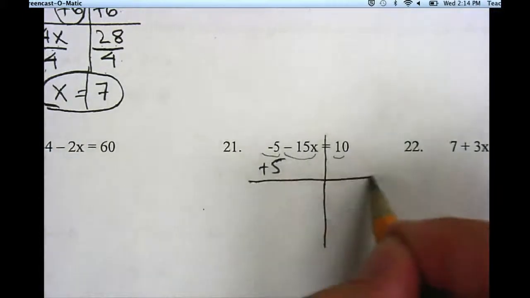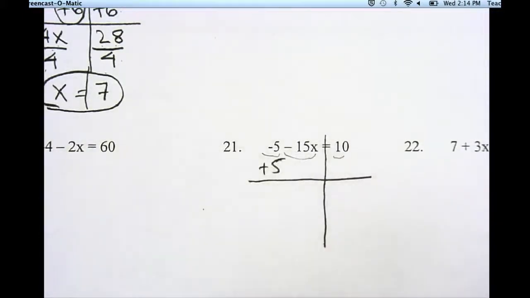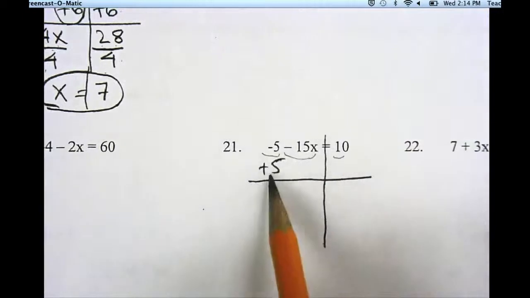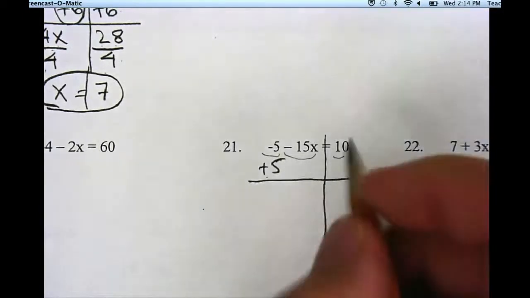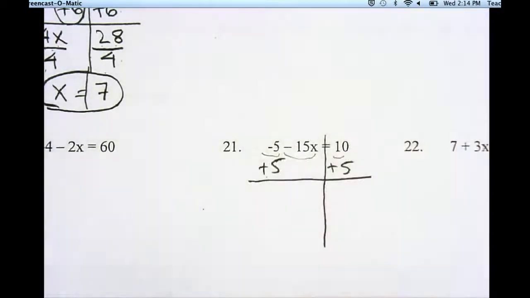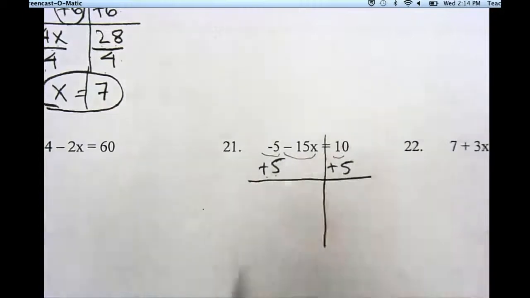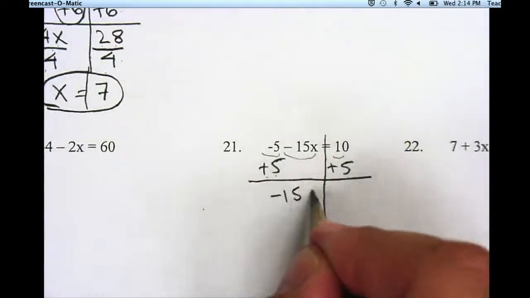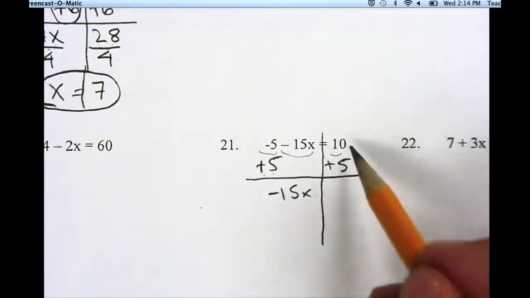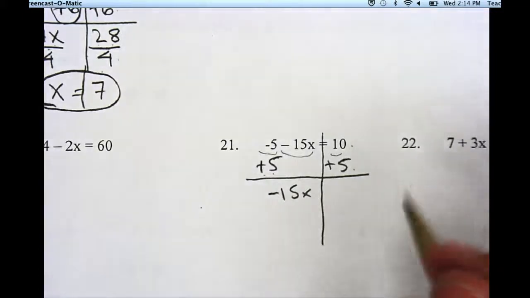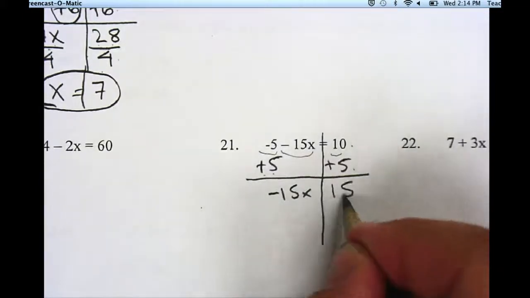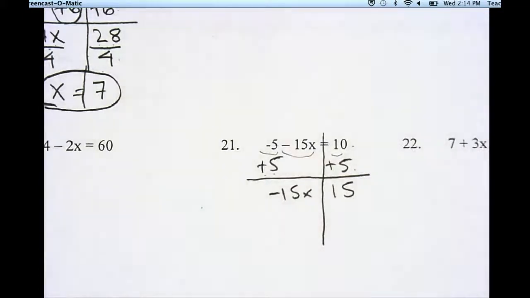So when I do that, now I have negative 5 and positive 5. That makes 0, but it's not balanced. I have to add 5 to the other side to make sure it's balanced. The positive 5 and negative 5 undid each other, so that created 0. So they're gone. So I have to bring down my negative 15x. And on the other side, I have 10 and 5. Well, 10 and 5 is going to be 15. So now I have the equation balanced, and I've done one of my steps.